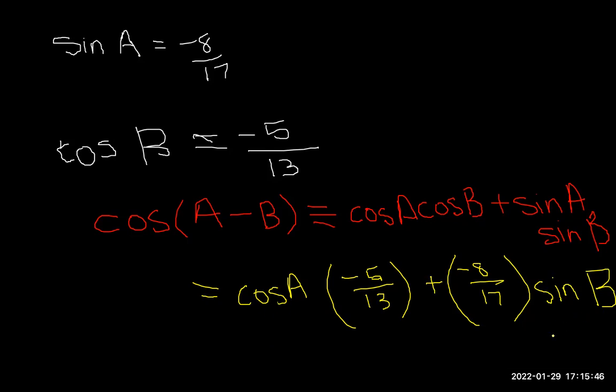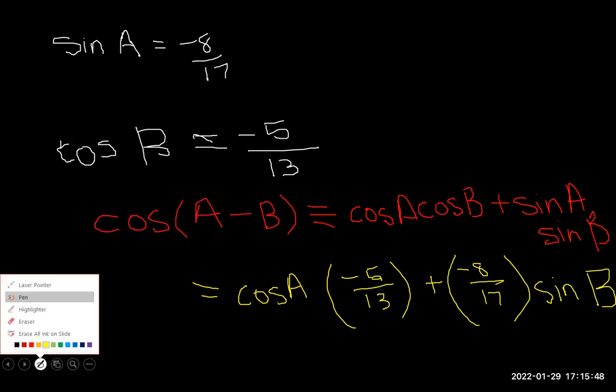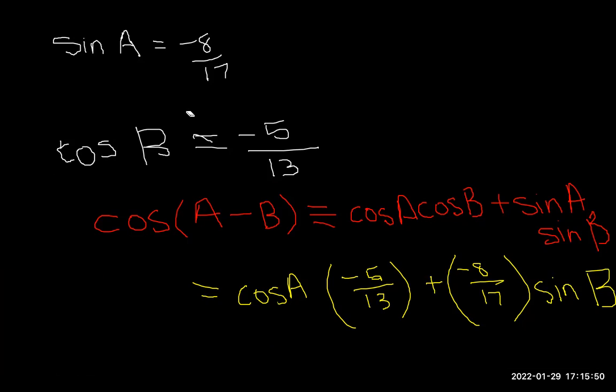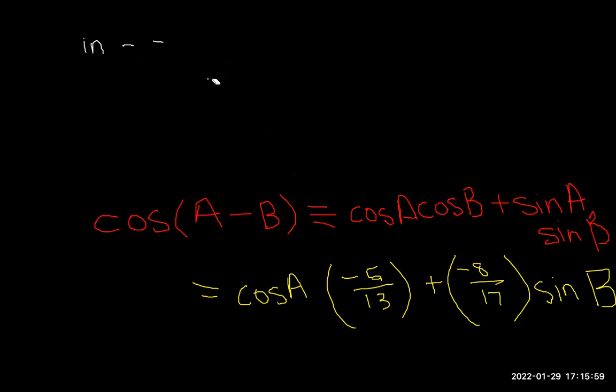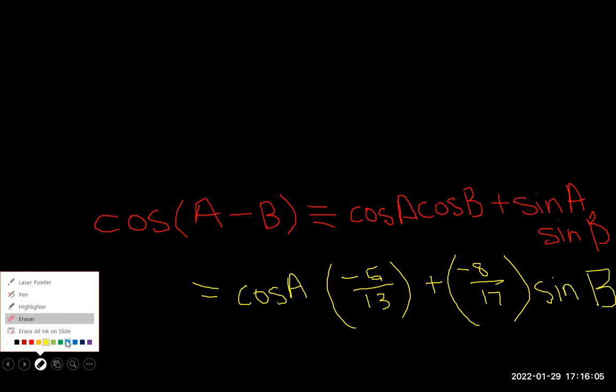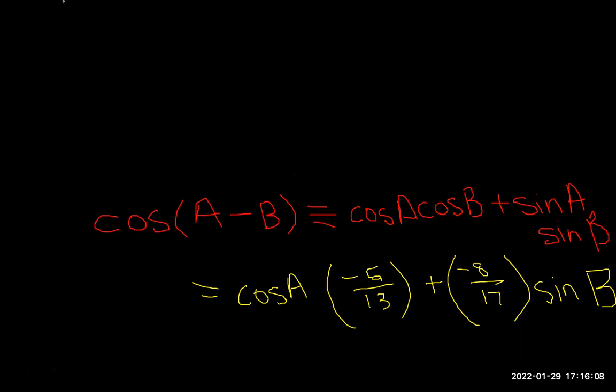How exactly do we do that? This is how these types of questions are different from the others. How exactly are we going to find cos A and sine B? Well, there are actually two different ways to do it. The first way is to utilize the Pythagorean identity. What is the Pythagorean identity? Well, we did it two or three classes before.